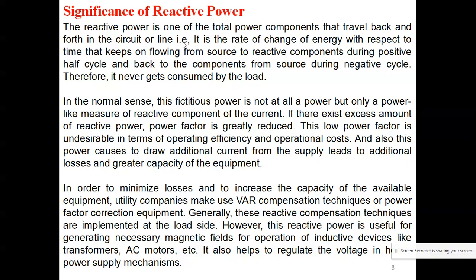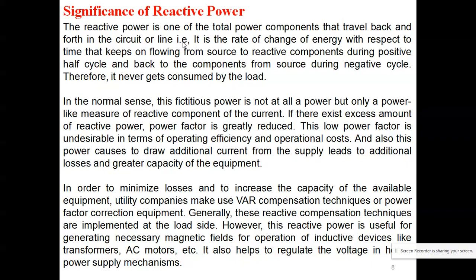So in the normal sense, this fictitious power is not at all power, but only a power-like measure of the reactive component of the current. You must understand this concept.